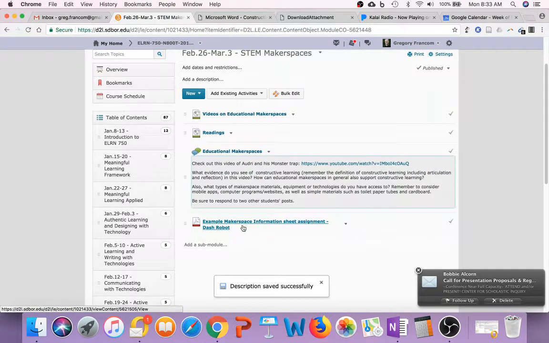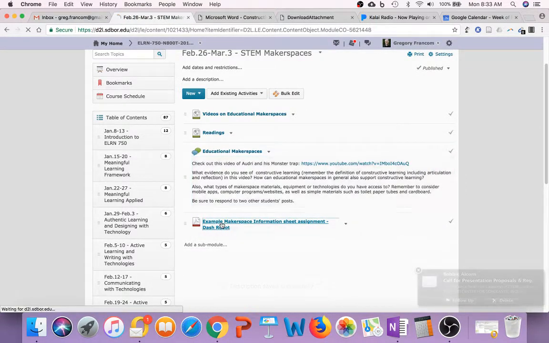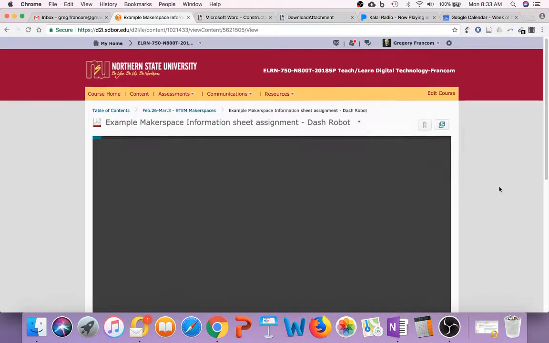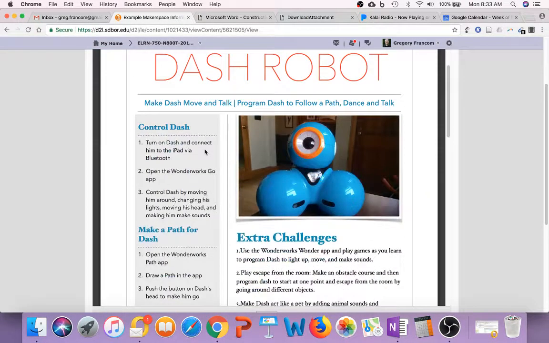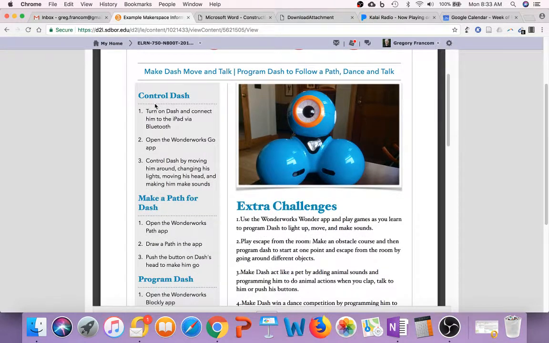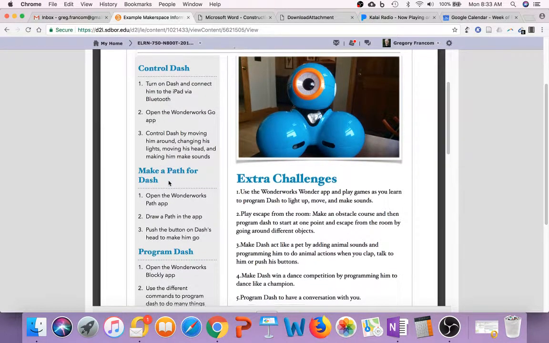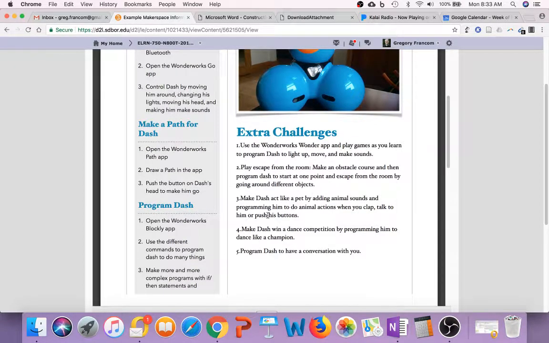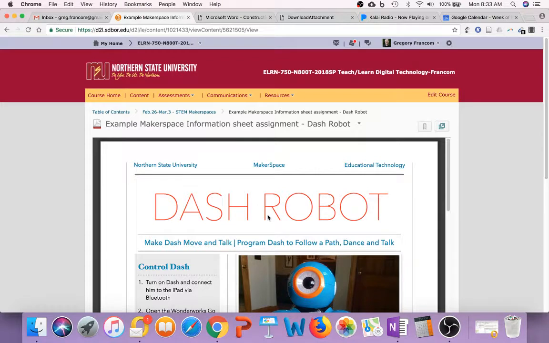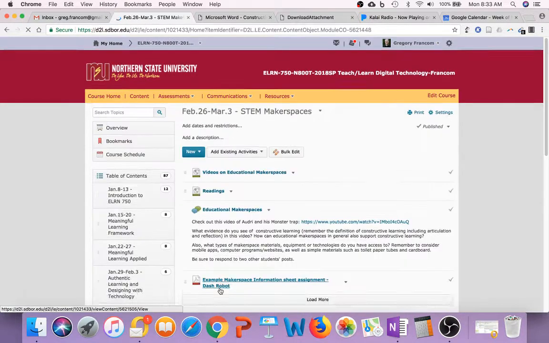Then you'll look at a Makerspace information sheet assignment example, and that's a Dash Robot one that I created. This isn't actually too hard to create. So here's the one about Dash Robot. There are steps for the basic things like controlling Dash, making a path for him, and programming him. And then there are extra challenges for students to do when they have Dash. That way, if it's got an information sheet next to it, when students get to the Makerspace, they have some ideas about what they could do and what they could spend time doing with that item.